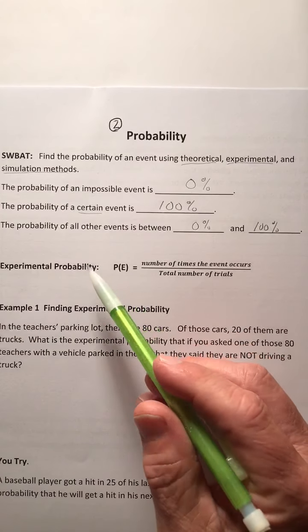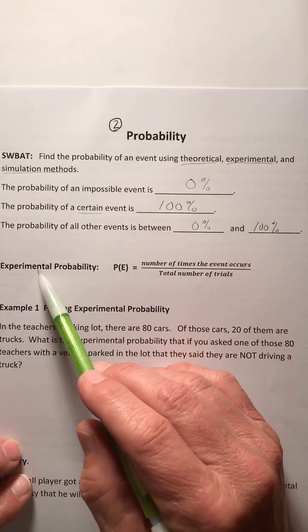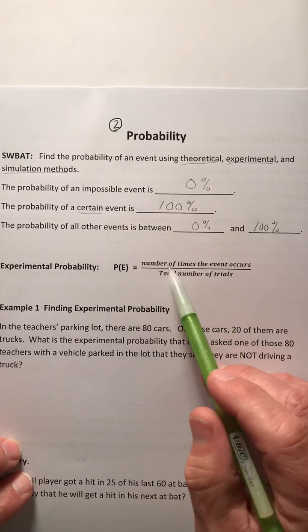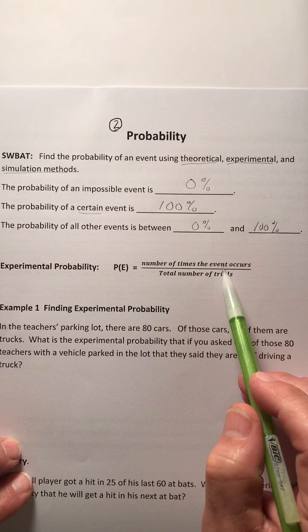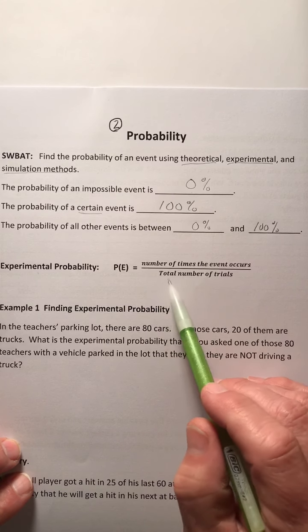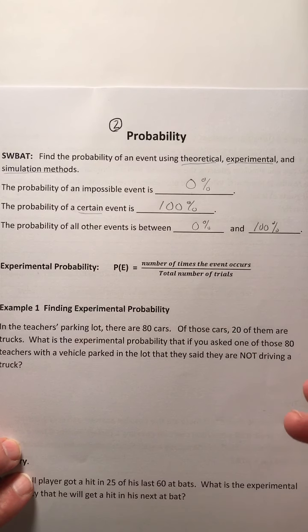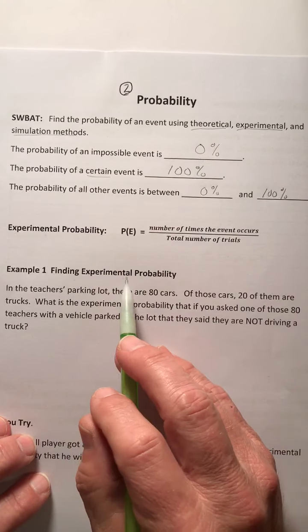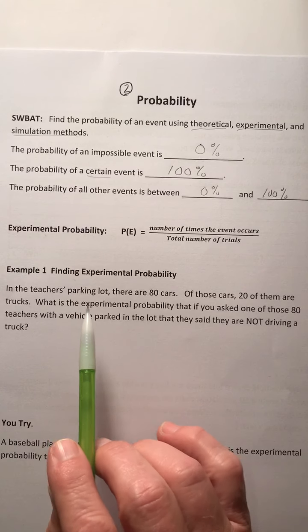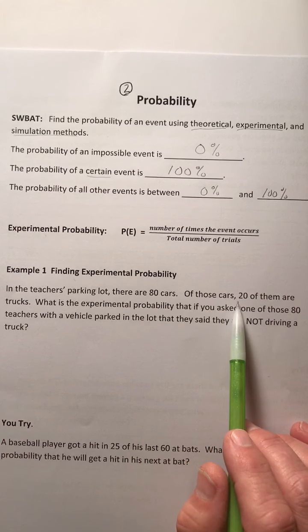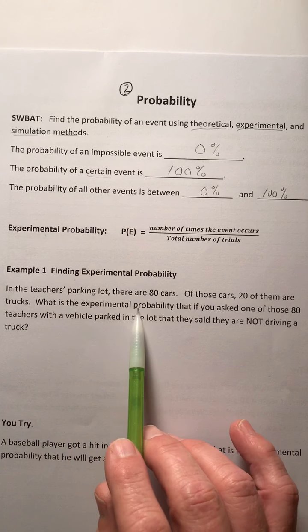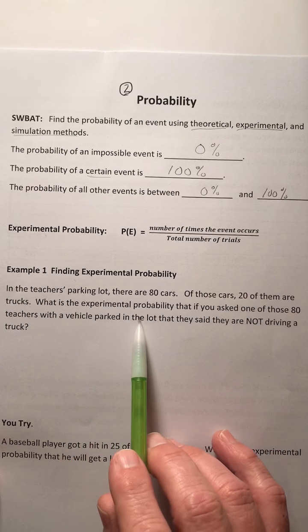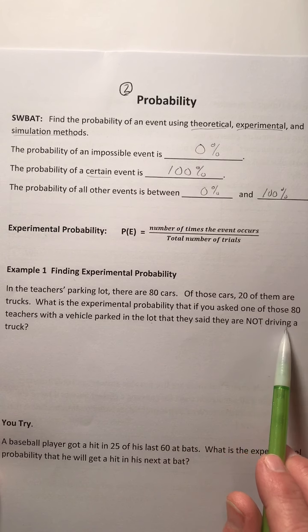All right. So the first probability we're looking at is experimental probability. With experimental probability, it's the number of times that the event that you're looking for happens over the total number of times that you ran your trial. Okay? So, finding experimental probability: in a teacher's parking lot, there are 80 cars. Of those cars, 20 of them are trucks. What's the experimental probability that if you ask one of these 80 teachers with a vehicle parked in the lot, they said they are not driving a truck?